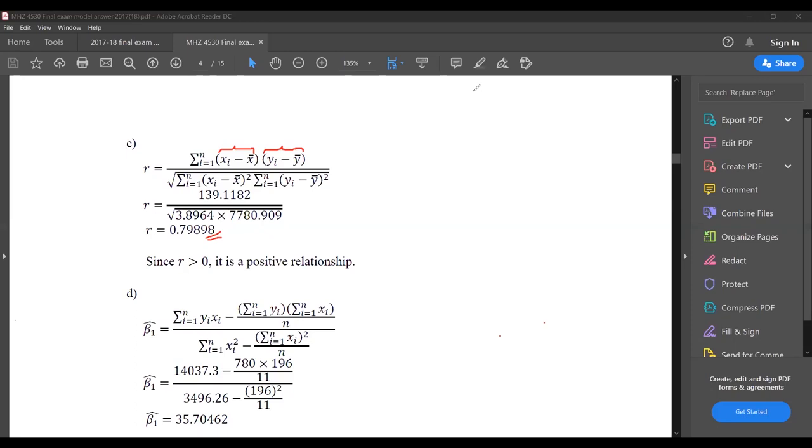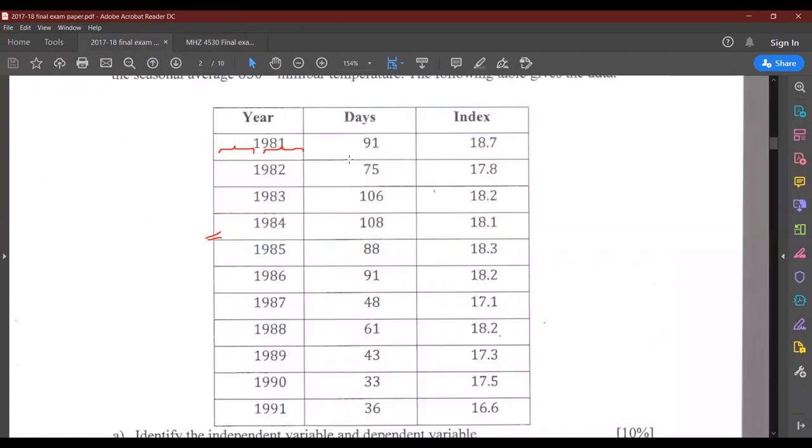So there's a question: what are xi and yi? If you go to the table, you see a sigma mark where i goes from 1 to 10. So 1 to 10 means the number of terms. I represents the number of the term. If i equals 1, it's the first term; i equals 2, second term; i equals 3, third term. We know x means the independent variable, the variable which varies randomly. Which one varies randomly here? We know that is the index.